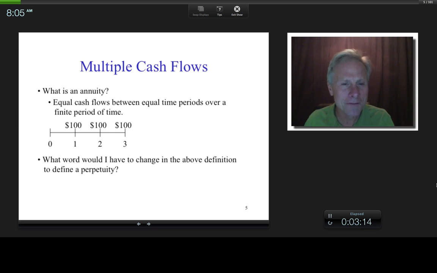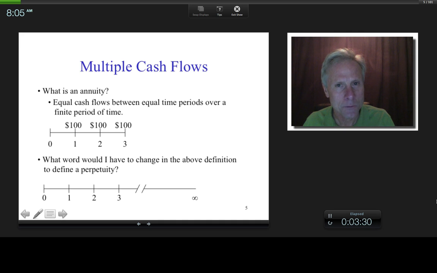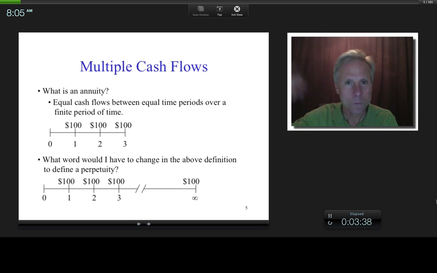Now, what would I have to change in the above definition to define a perpetuity? There's one word up here that I would need to change. Well, basically this word right here. A perpetuity is basically equal cash flows between equal time periods over an infinite period of time. You've probably heard of perpetual motion. What's perpetual motion? Well, it's motion that goes on forever, right? And so I guess that's where this word comes from. Equal cash flows between equal time periods forever.